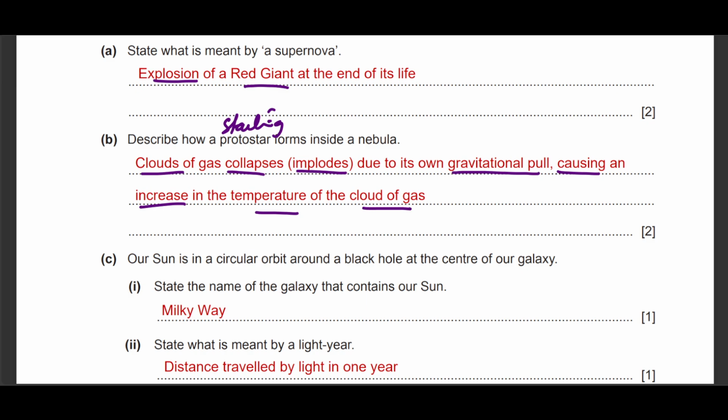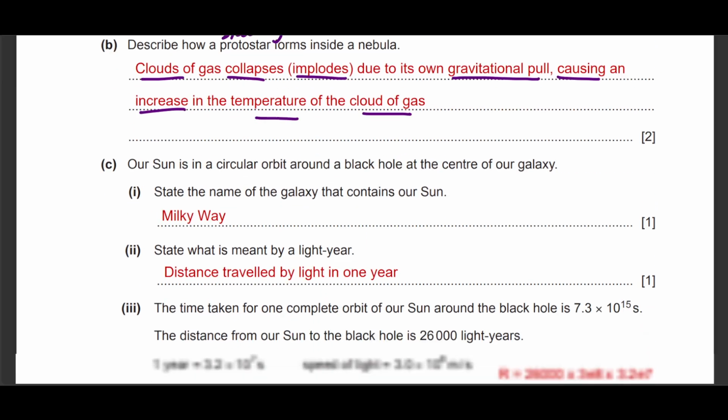This is happening before any fusion of hydrogen to helium can begin. The star is still collapsing on itself. The temperature is increasing. The pressure is increasing. Eventually, the fusion will begin.